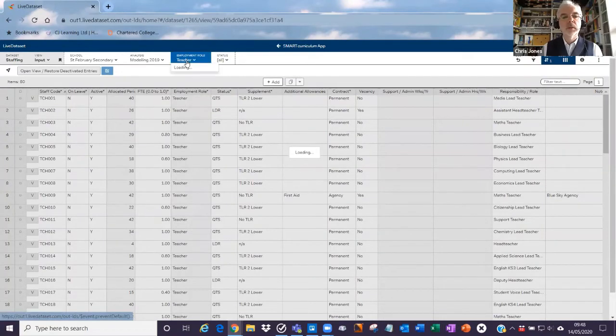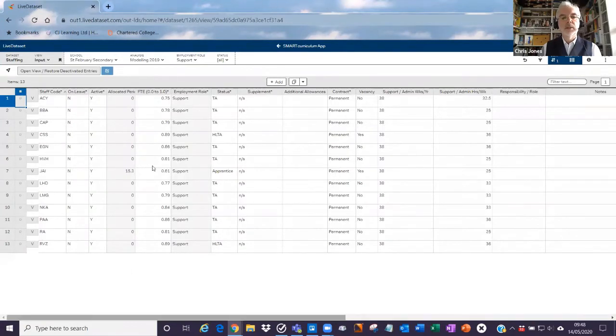And I'm going to come and look at support. So here we have a smaller number of members of staff, very similar in structure to the other. We've got the fact that there's an FTE. Now within the support and admin staff, there is a significant difference in employment terms.